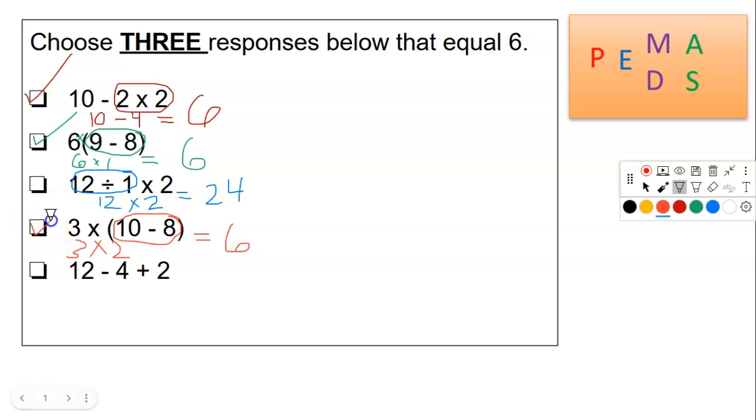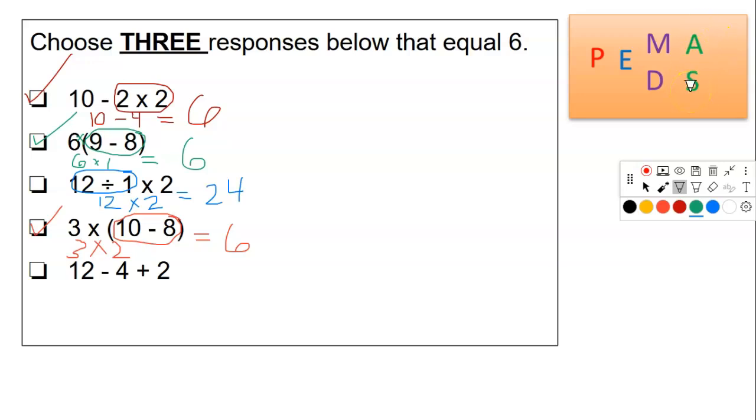So it looks like we found all 3 of the expressions that equal 6, but let's double check this last one just to be safe, just to make sure we didn't make any mistakes anywhere. So for this one, it says 12 minus 4 plus 2. Are there any parentheses? No. We skip over the E for exponents. Is there any multiplying or dividing? No, not this time.